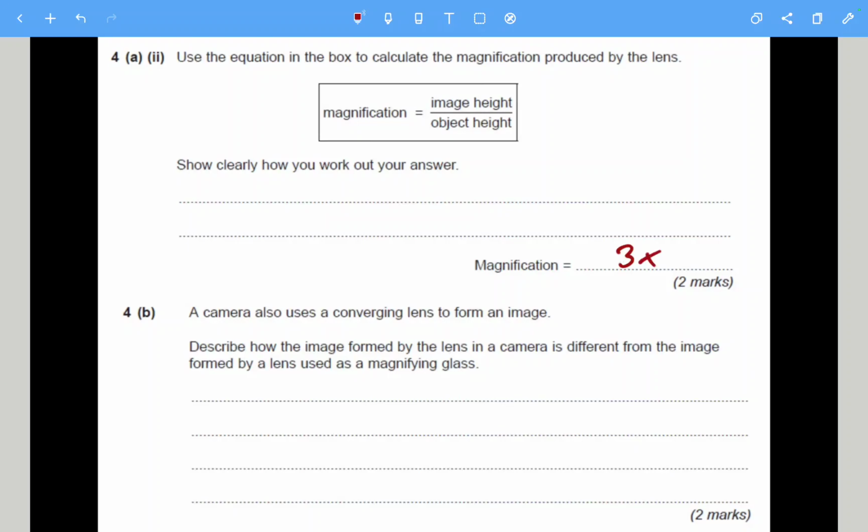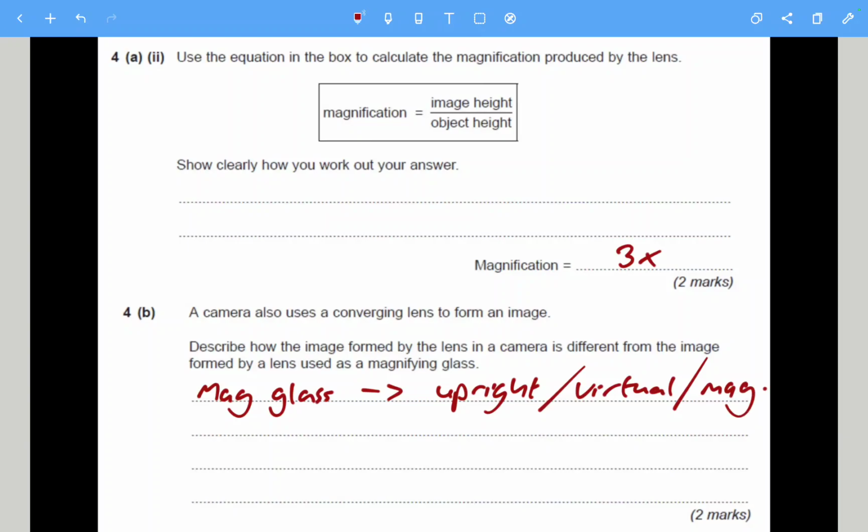So it says a camera also uses a converging lens to form an image. Describe how the image formed by the lens in a camera is different from the image formed by the lens in a magnifying glass. So the magnifying glass diagram you've just done, so you can actually see that diagram. So that was, I'll just call it mag glass, upright, virtual, and magnified.